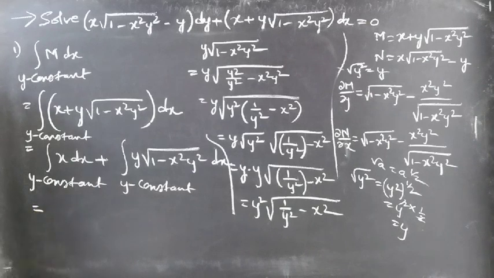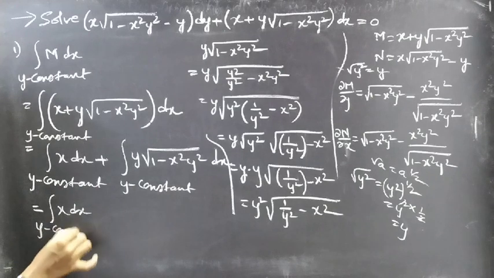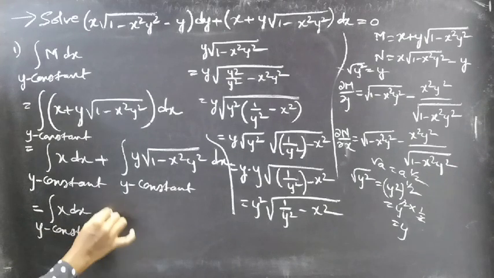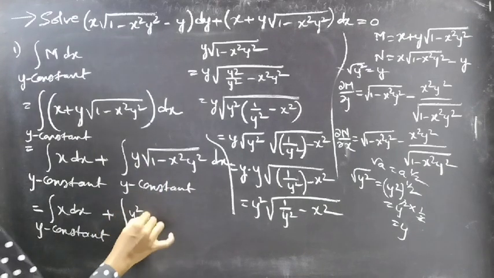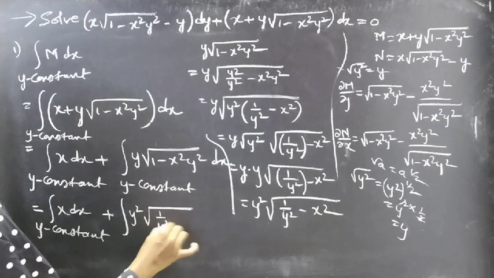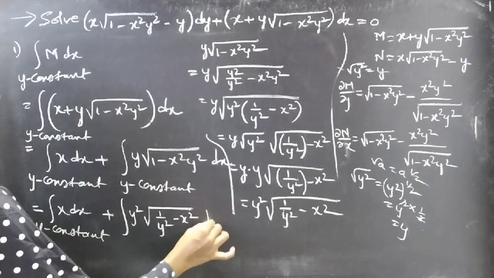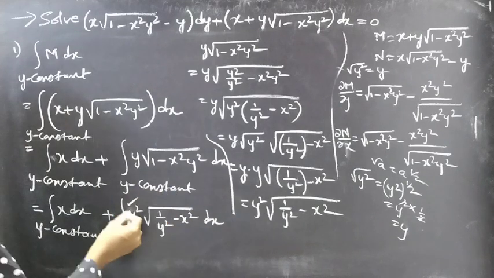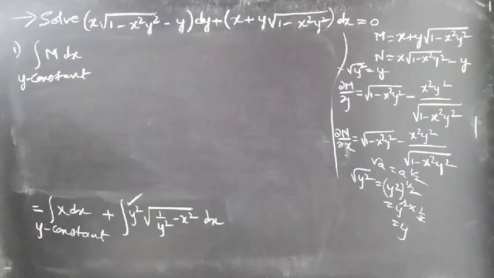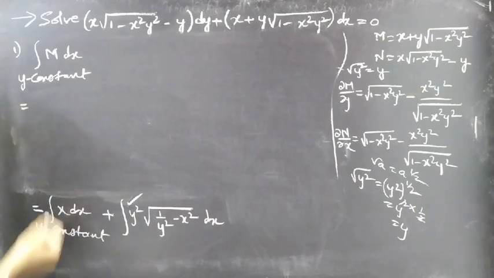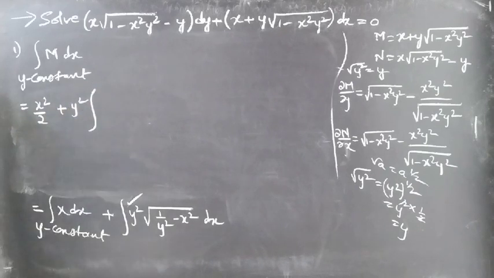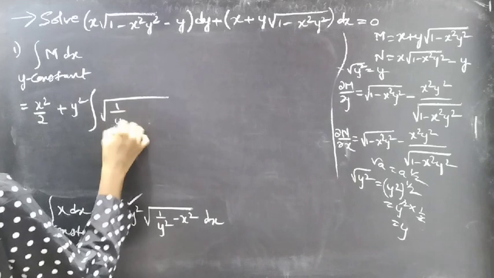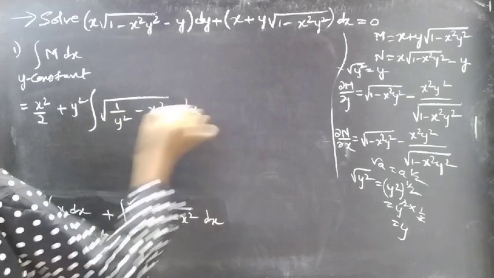Then this equals integral x dx, treating y as constant, plus integral, where we replace the integrand by y square into square root of 1 by y square minus x square into dx. Now write this constant outside the integral. This equals integral x dx, which is x square by 2, plus y square into integral square root of 1 by y square minus x square into dx.